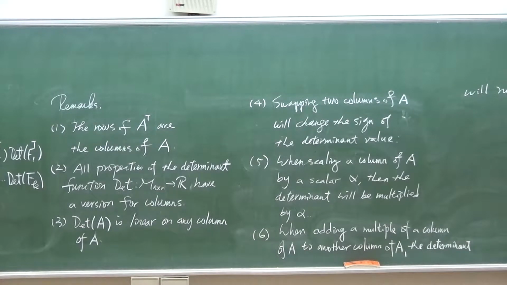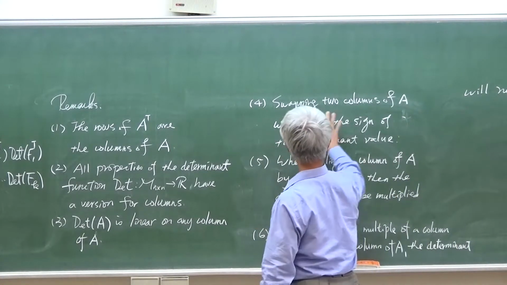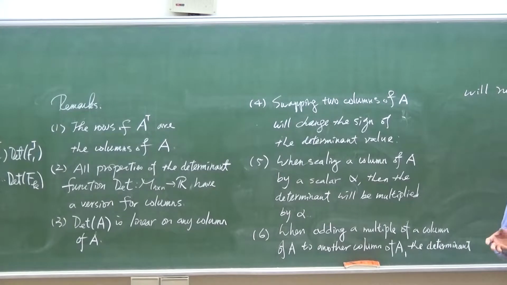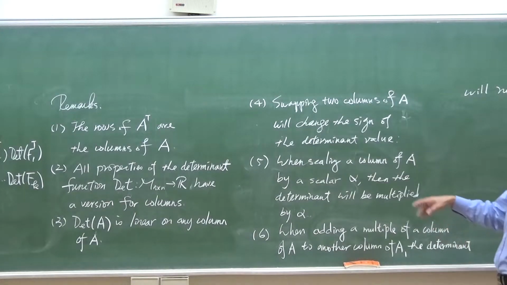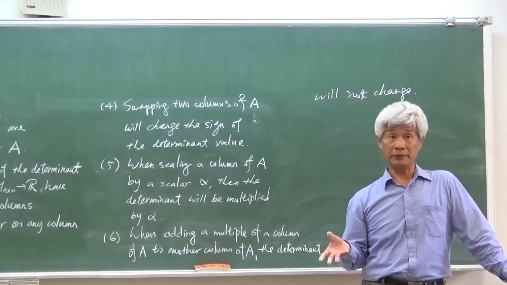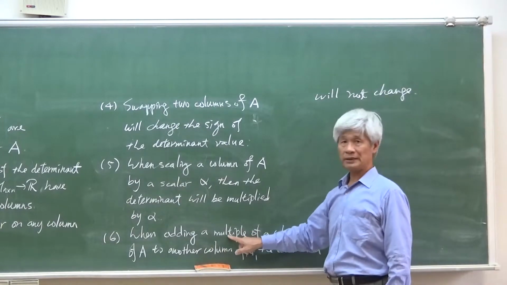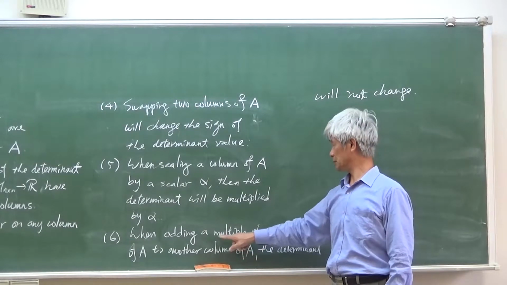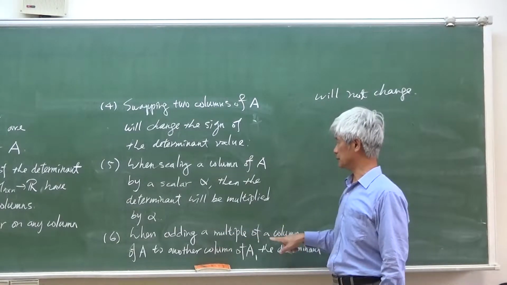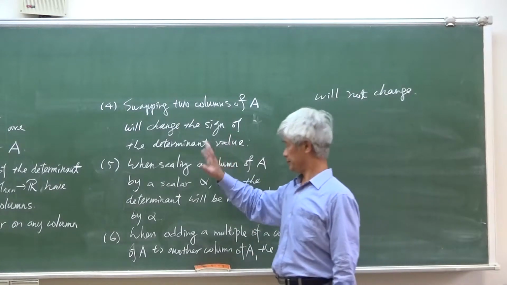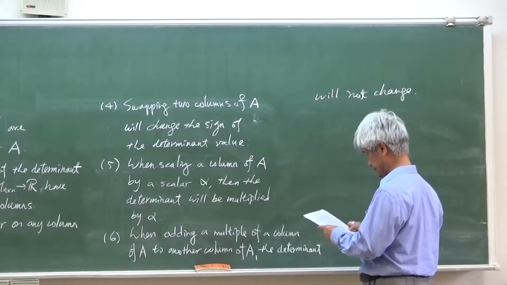replacement column operations. So basically, exchanging, swapping two columns is a kind of elementary column operation. Scaling a column of A is the second kind of elementary column operation, and this is the replacement column operation. You mean just adding a multiple of a column of A to another column of A. Okay? So you have a lot of different operations.